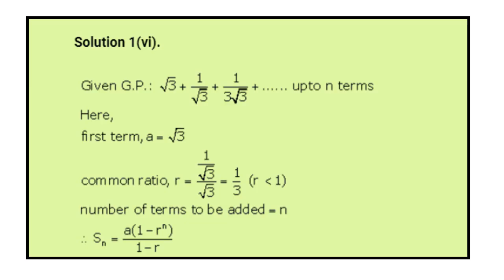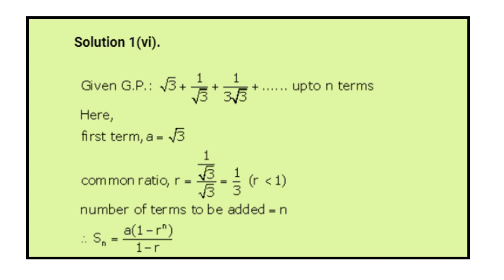Question number 5. Root 3 plus 1 by root 3 plus 1 by 3 root 3 up to n terms. So in this case also the sum of n terms should be calculated. So the first term a is root 3 and the common ratio is 1 by root 3 by root 3, T2 by T1. It results as 1 by 3.